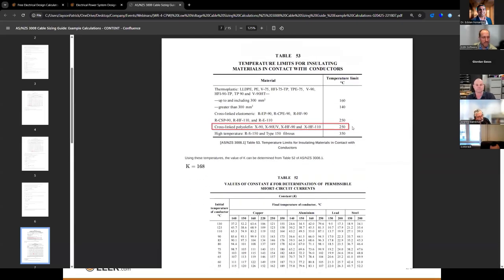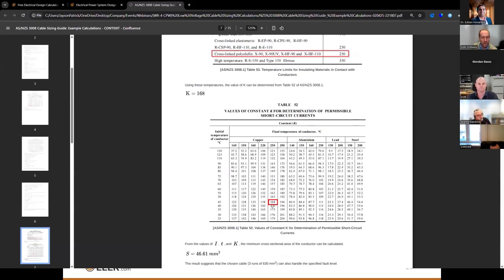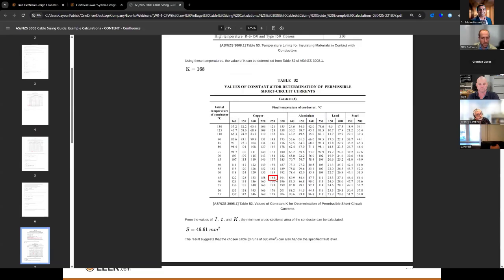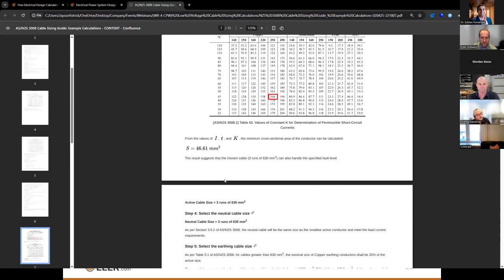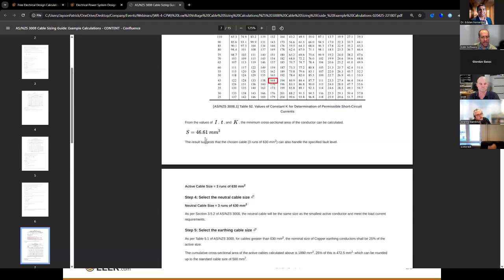We need the maximum temperature limit for that XLPE cable, 250 degrees. We need our K value. In this case, we're not calculating it. We're using the lookup table in AS 3008 to get our K value, based on the initial conductor temperature, 45 degrees. Remember, our cables are operating continuously at just over 40 degrees, so to be conservative, we're assuming 45 degrees. And there's our minimum S. So to withstand short circuits, we only need a size greater than 46 millimeters squared.